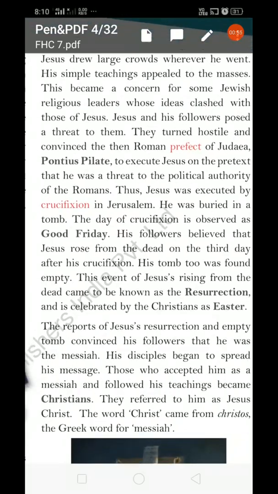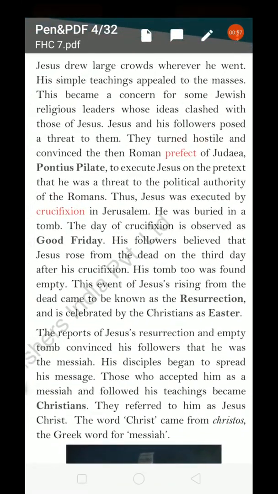So in this paragraph what we discussed, first thing, Jesus' lectures were very interesting, but some people didn't like his preaching and complained to the king that he is controlling our people. Then the king crucified him, and that day is called Good Friday. And after 3 days they found his tomb empty, and that day is called Easter.